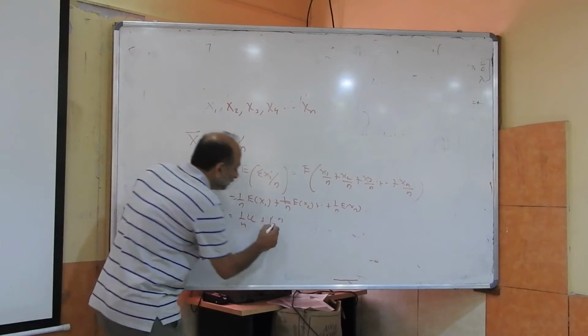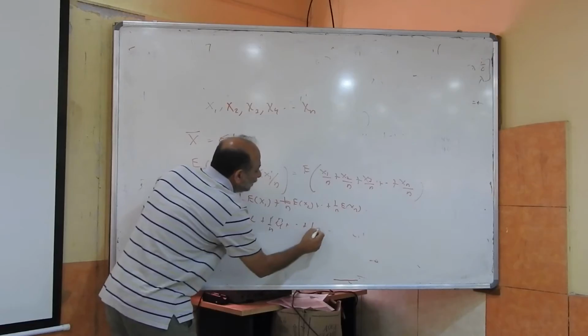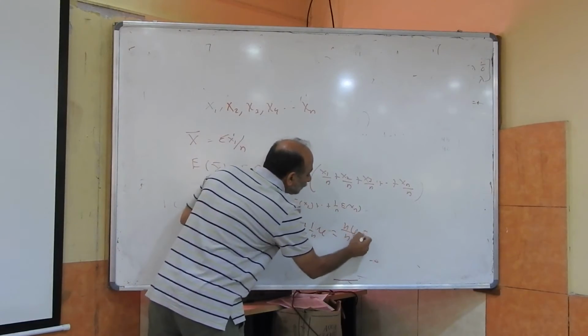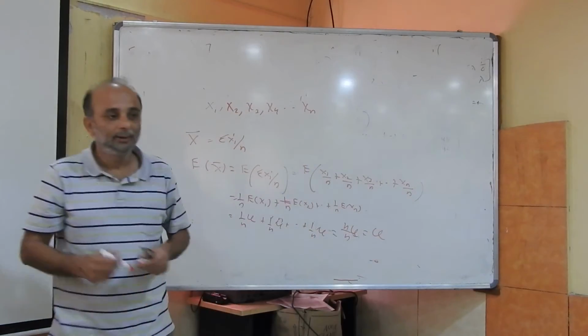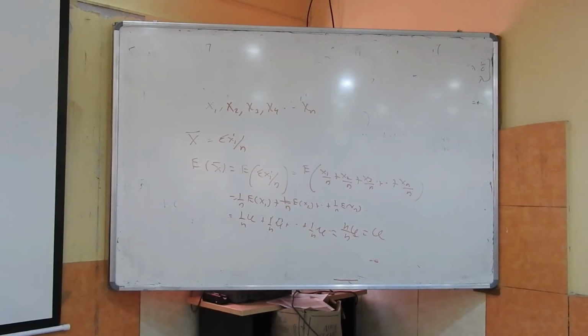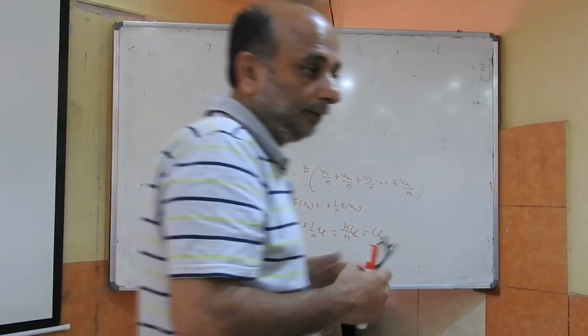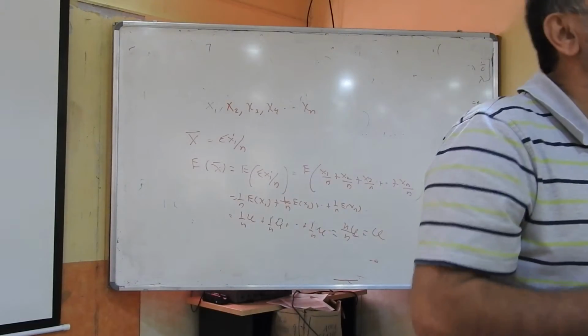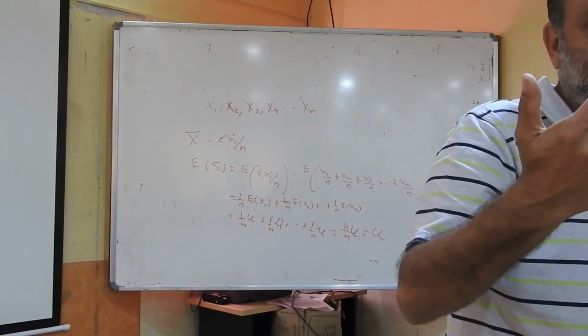Mu. Perfect. Like that. So what do I have? n times 1 upon n times mu is mu. Right? So expectation of x bar is mu. On an average, therefore, x bar equals mu. Right? So we say that x bar is an unbiased estimator of mu.